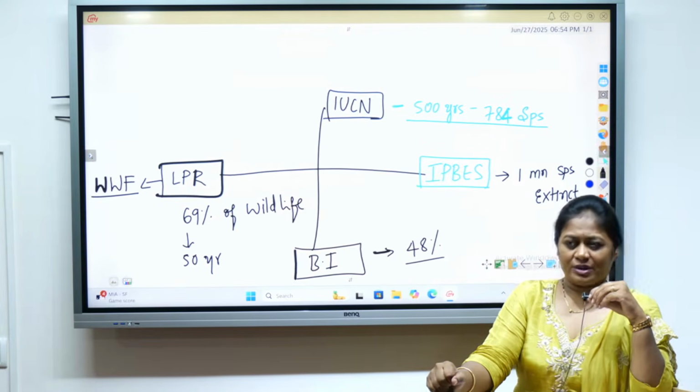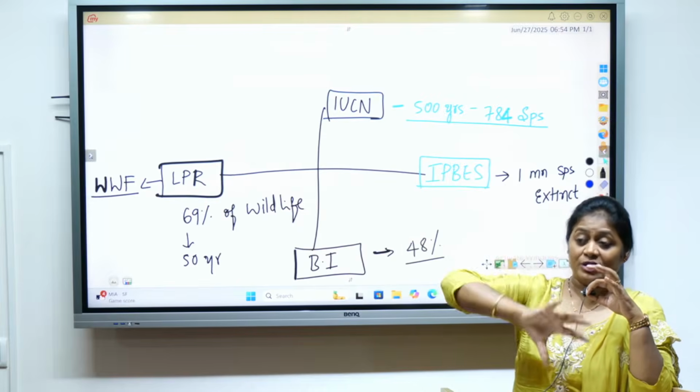Next, after that, ecosystem biodiversity, like the diversity between different ecosystems.